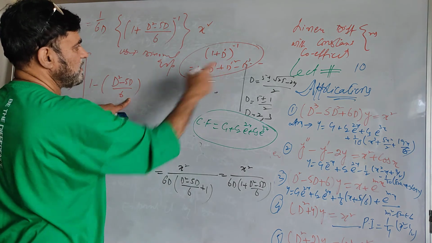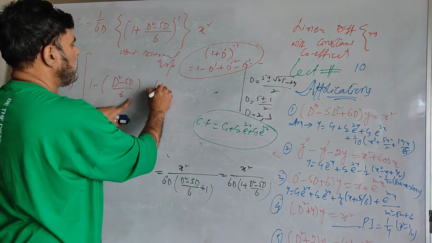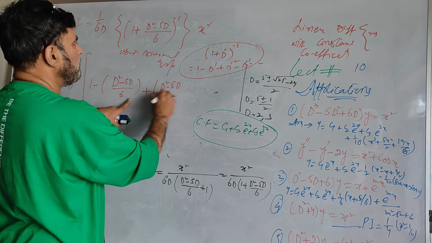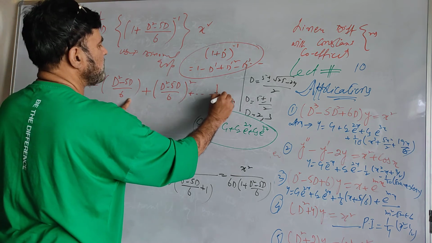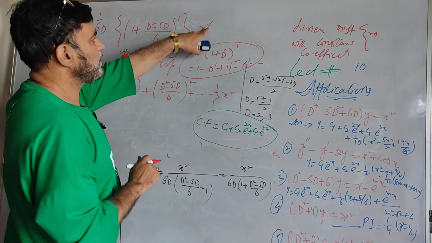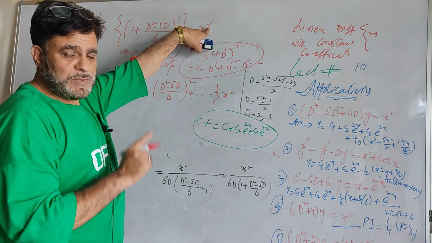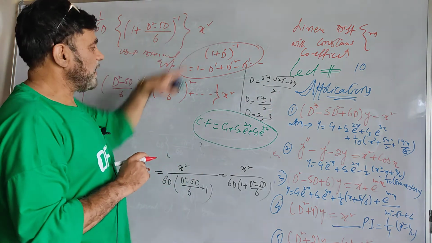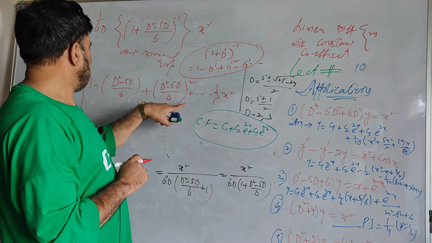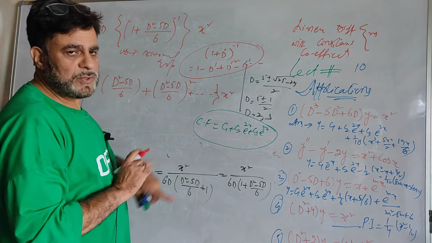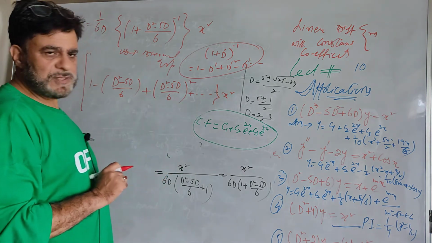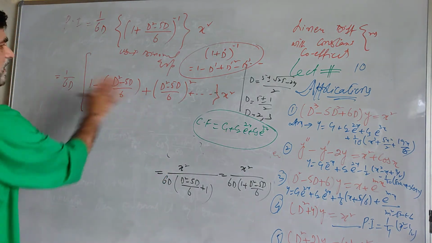Then 1 minus d dash plus d dash square, that is, d square minus 5d by 6 whole square, plus so on. I will omit the other terms here. If it would be a cube here, then I would have to write another term, which would be minus d square minus 5d by 6 whole cube. I don't require it because the power is 2 here. Now I will expand this one.